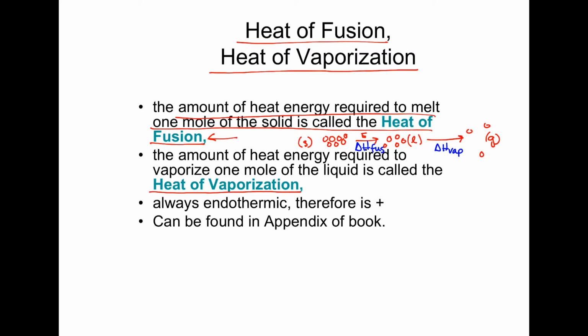Both of these energies are always endothermic. They're always positive. It always takes energy to make them happen. And they are not numbers that we memorize or that we really would have a lot of familiarity with, but we can find them in the appendix of the book. And I've looked up the ones that we'll need for today.